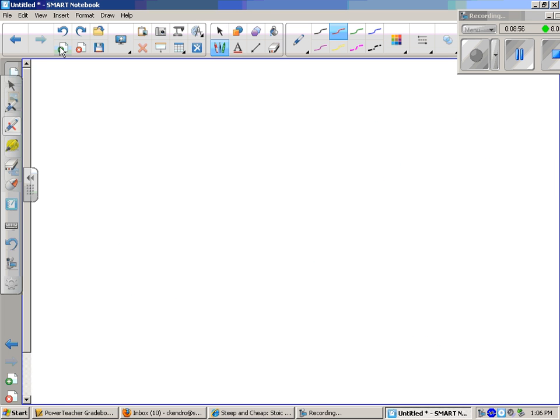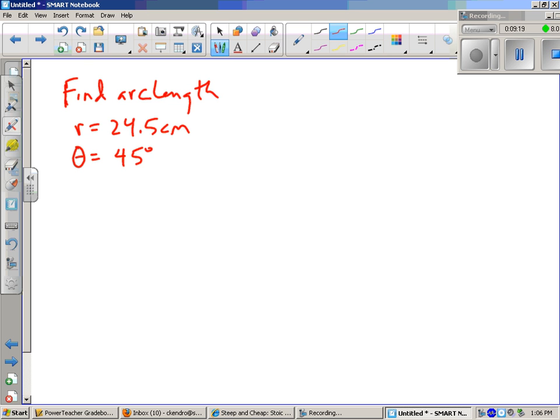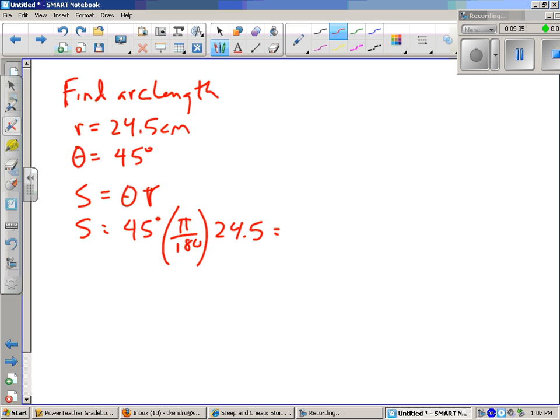Okay, we'll do one example and then we will see how you're doing. So if I want to find the arc length, and I know that the radius is 24.5 centimeters and that the central angle theta is 45 degrees. Write down our SOAR formula, plug in what we know. Theta is 45, however, that's degrees, so I need to write the conversion factor in there right away, and then multiply by 24.5. So if you multiply all that out, you should get about 19.2 centimeters. Make sure you try that on your calculator.